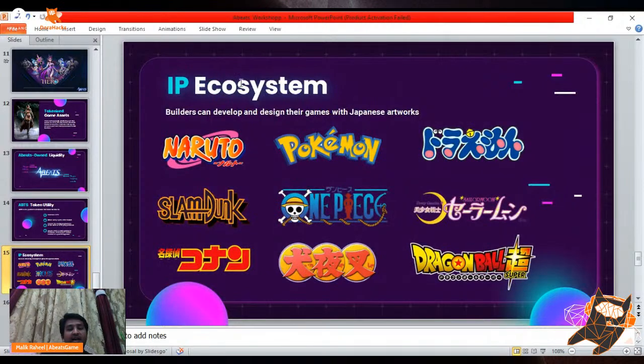These are our IP ecosystems. It means the Abits Hero game is using the Naruto NFT cards. We already sold our Naruto 500 SSR cards in January. Our platform will be able to provide the IP support of these platforms and other IP assets of Japanese comic arts as well.